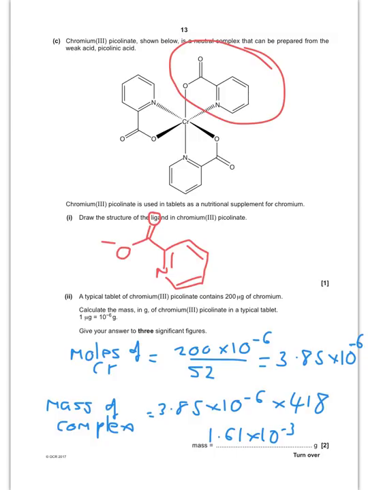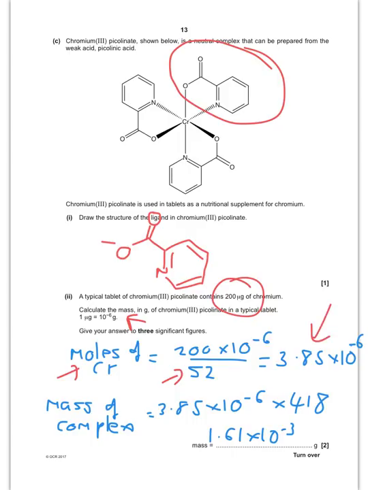Typical tablet contains 200 micrograms of chromium. Calculate the mass in grams of the complex that you need. Okay, so this is quite straightforward, really. It's kind of like AS chemistry, isn't it? Nothing too scary. You find your moles of chromium that you need, which is 200 times 10 to the minus 6 to convert it into grams, divided by 52, which is the molar mass of chromium. That gives you the number of moles of chromium.